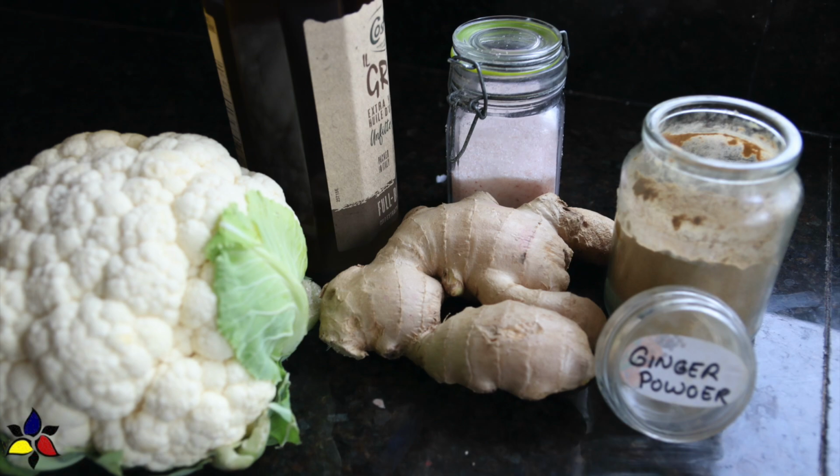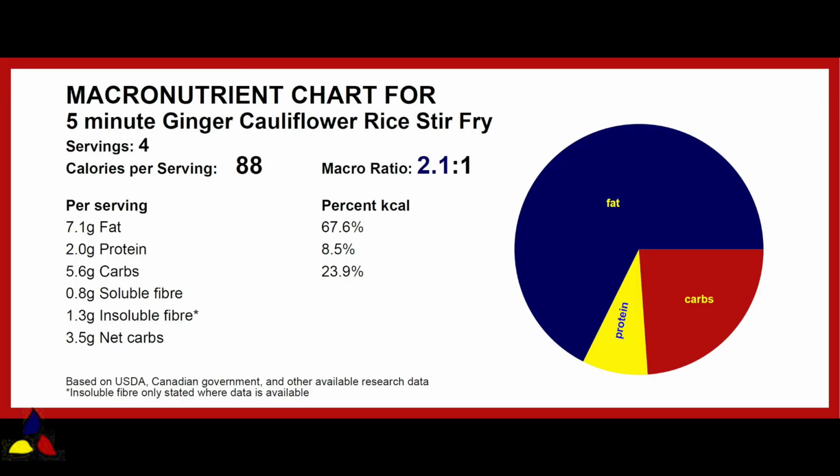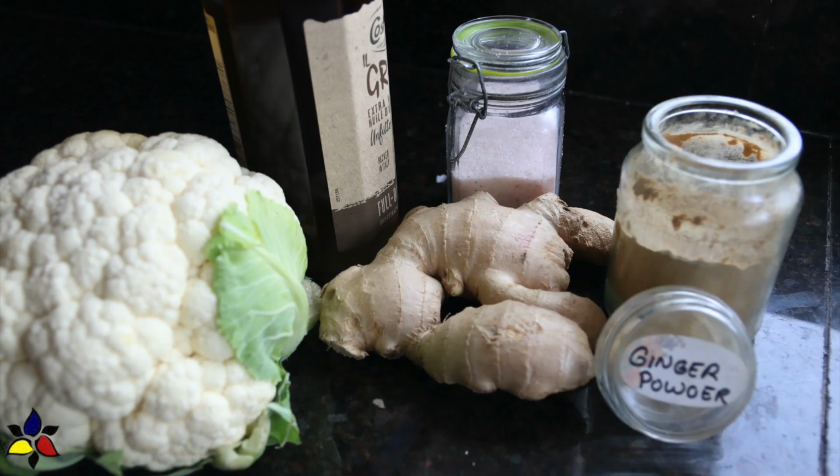And so that you can judge your serving size, the macronutrient ratio for this 5-minute ginger cauliflower rice stir fry is 2.1 to 1, with 5.6 grams of total carbs, 0.8 grams of soluble fiber, 1.3 grams of insoluble fiber, resulting in only 3.5 grams of net carbs per serving. To make this recipe, you will only need these 5 ingredients.